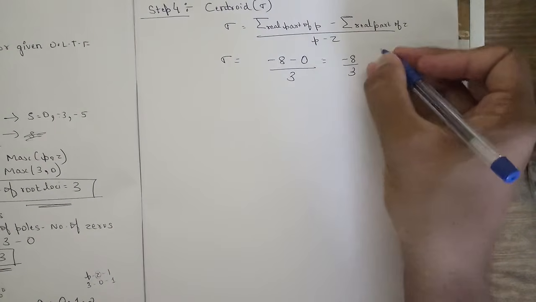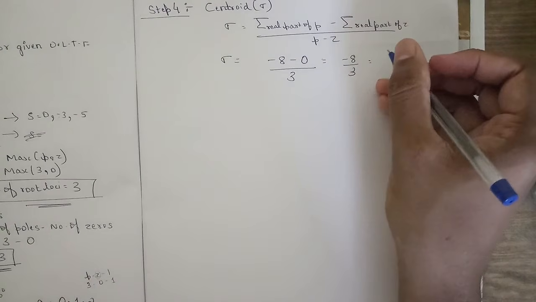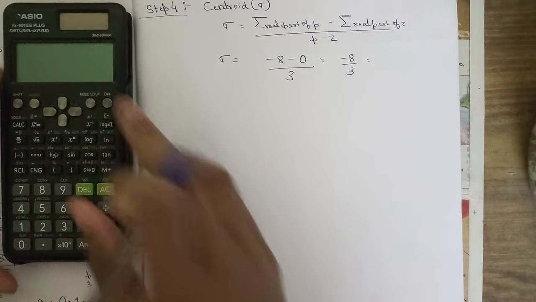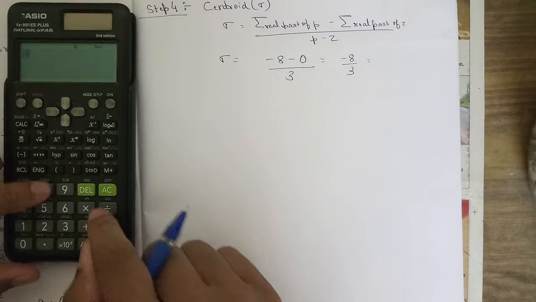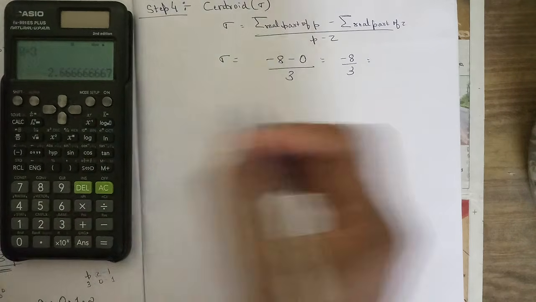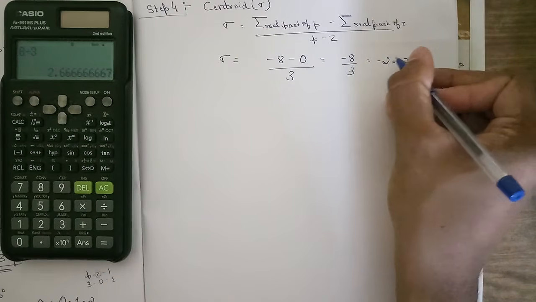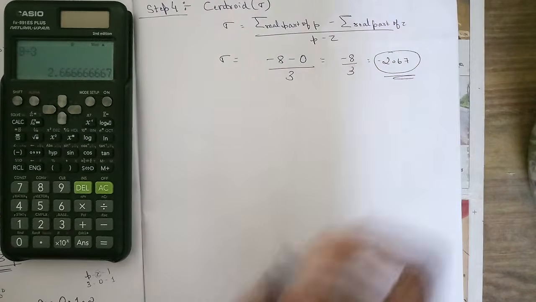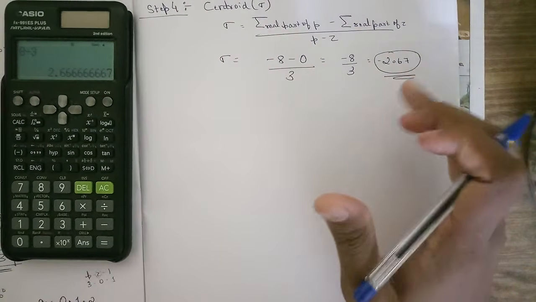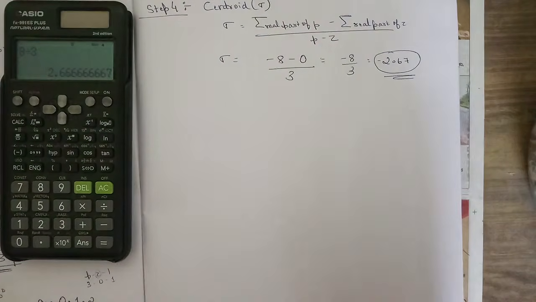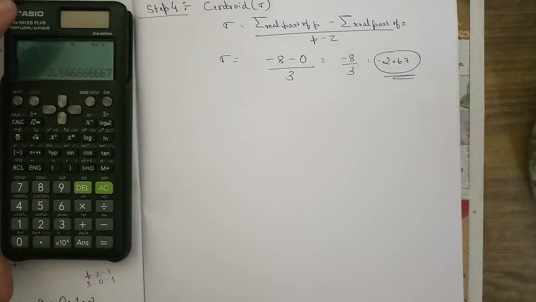Now if we put minus 8 by 3 in the calculator, we get approximately minus 2.6667, or we can write it as minus 2.67. So this is the value of our centroid. We should plot this point in the graph, and from this point we draw all the angles of asymptotes. Hope you understood. So now let's get to the next step.